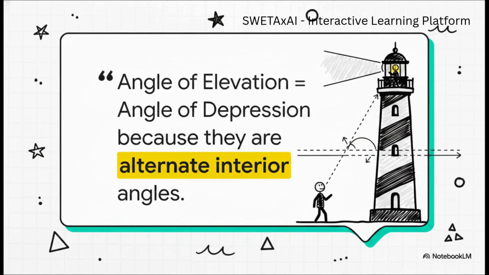Picture this. One person is on the ground looking up at that lighthouse, and another person is up in the lighthouse looking down at the ground. Their horizontal lines of sight are perfectly parallel to each other. Because of this, the angle of elevation is mathematically identical to the angle of depression. They're alternate interior angles. So it's basically a 2-for-1 deal. If you know one, you automatically know the other.